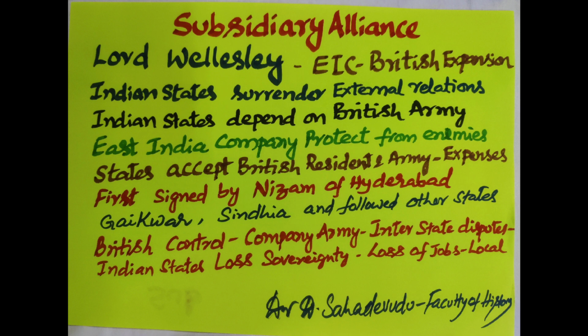While the subsidiary alliance system served British interests, it also led to dissatisfaction among some Indian rulers who found themselves gradually losing autonomy. This policy contributed to the erosion of Indian princely state sovereignty and paved the way for the subsequent annexation and consolidation of territories by the British in India.